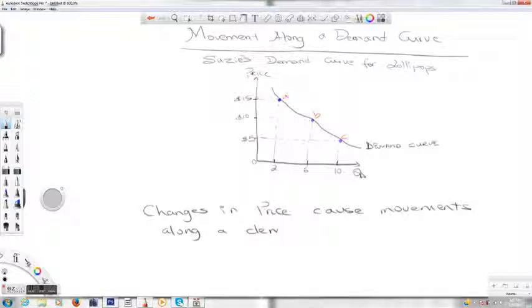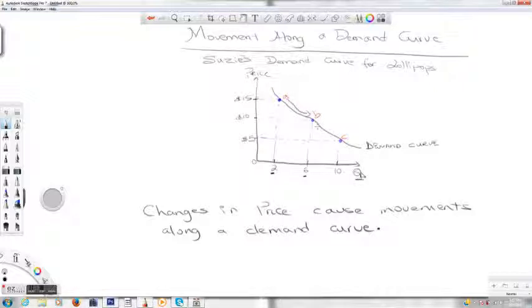So when the price of a good changes, what changes is the quantity demanded of that good. So when the price was at $15, Susie was demanding 2 of the goods. But when the price fell to $10, or if the price falls to $10, we realize that the QD that is now being demanded is 6. So there's a movement along this demand curve from a point A to a point B.